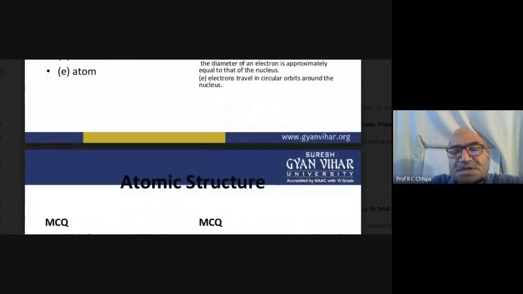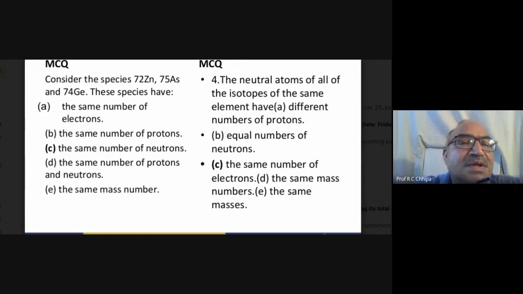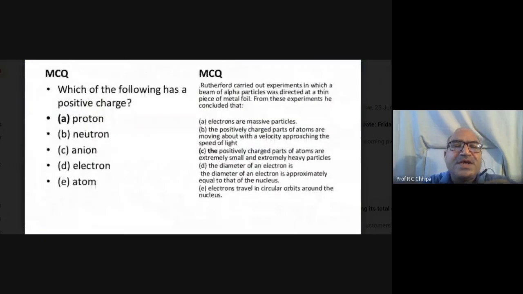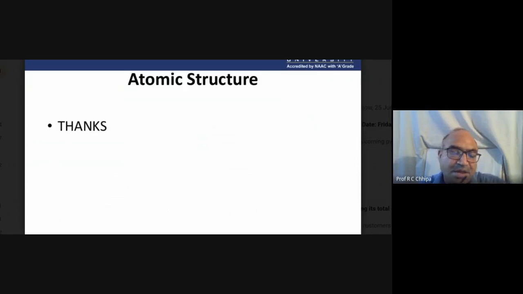The rest are not the answer. Now consider the species zinc, arsenic and germanium, which have the same number of neutrons. If we calculate, the answer is that they are neutral atoms of isotopes. So overall, we can conclude that an atom consists of the nucleus and the outer area, the space where the orbits are. So we can conclude this lecture. Okay, all the best.